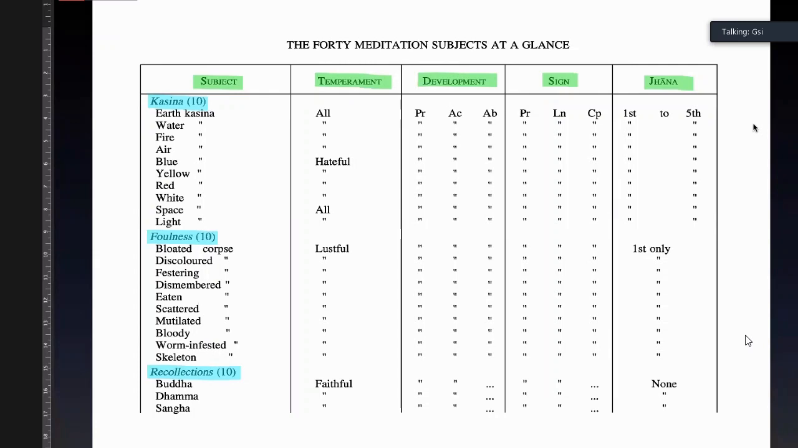So as long as you are able to visualize the sign, and as long as your concentration is not affected by all the hindrances, that means you are in the access concentration, and you're at the learning sign, a very clear, clearer, still at the learning sign, but not the counterpart yet. Okay? So then you keep on trying.